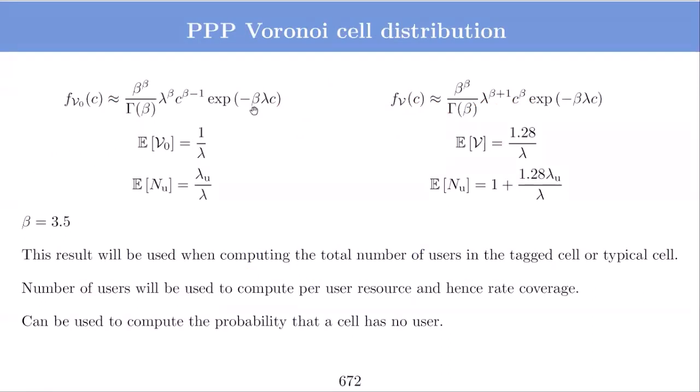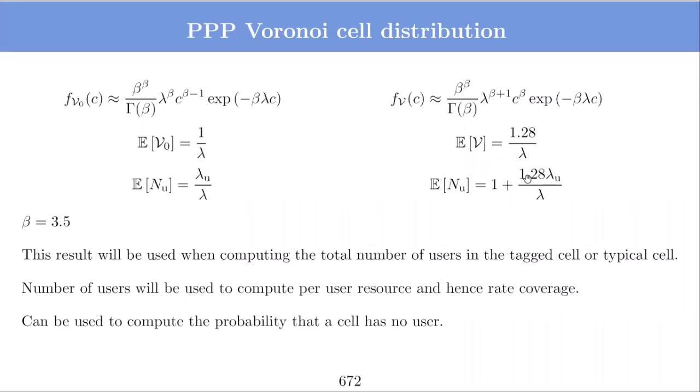This comes to an interesting phenomenon. People have empirically calculated the size. It's actually not possible to compute analytical values of the distribution of Voronoi cells, but empirically people have found and shown that a typical Voronoi cell follows this distribution, and a typical tagged cell follows this distribution. The average value of the typical cell is 1 upon lambda, and the average value of a tagged cell is 1.28 upon lambda.